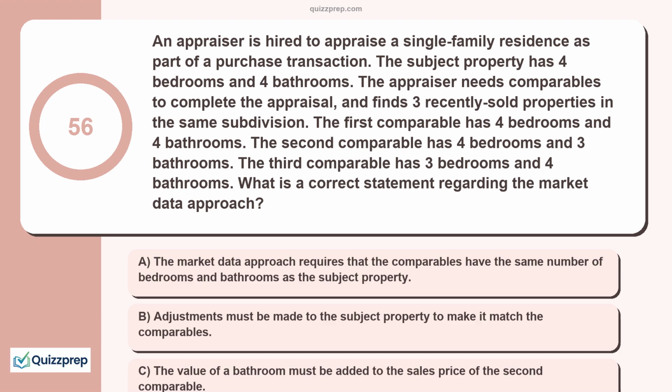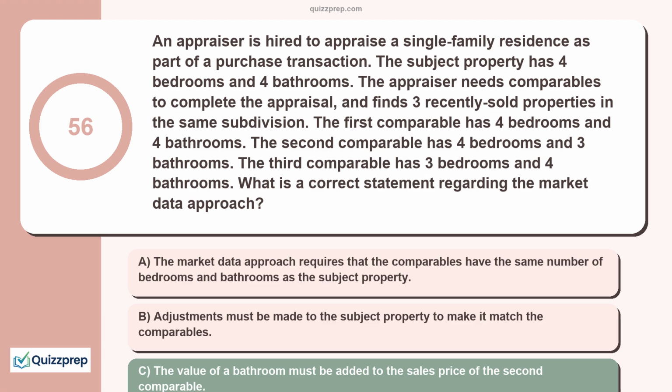A. The market data approach requires that the comparables have the same number of bedrooms and bathrooms as the subject property. B. Adjustments must be made to the subject property to make it match the comparables. C. The value of a bathroom must be added to the sales price of the second comparable. D. The value of a bedroom must be subtracted from the sales price of the third comparable.